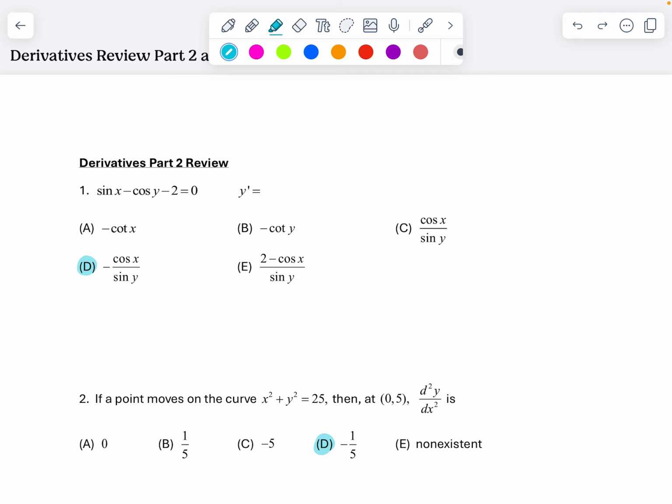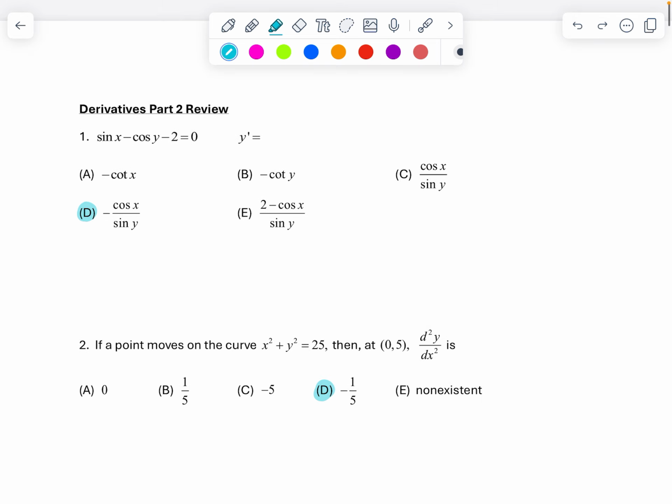Okay, so for number one, here you need to use implicit differentiation because there's x's and y's intermixed within the equation. So let's go ahead and start this. The derivative of sine of x is going to be cosine of x, and then minus the derivative of cosine of y is negative sine of y. But remember, we need to tag on that dy dx.